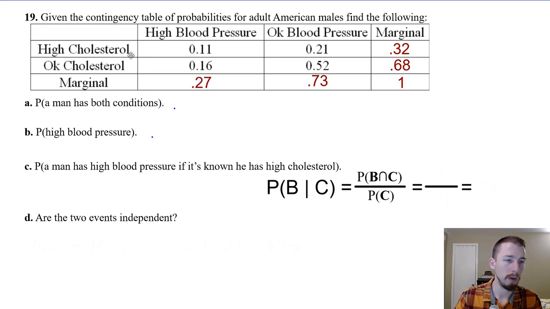So what's the probability that a man has both conditions? Well, that would be high blood pressure and high cholesterol, which would be 11%. That was easy. High blood pressure overall, whether or not they had cholesterol, we're just collapsing those two for the marginal, which would be 27%.